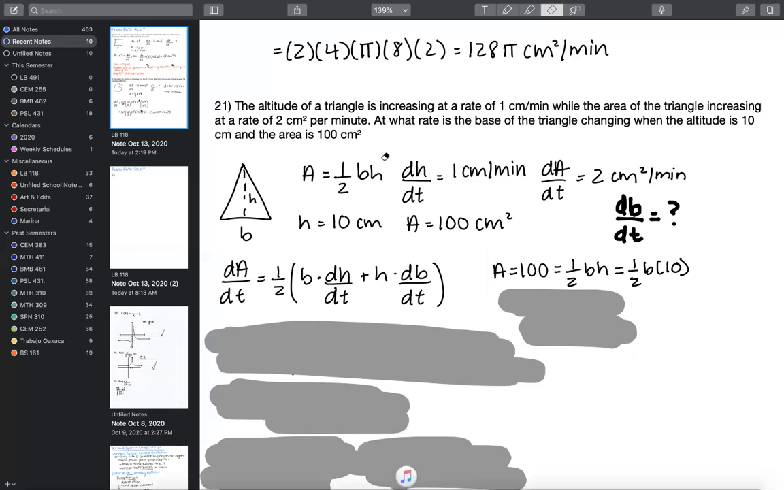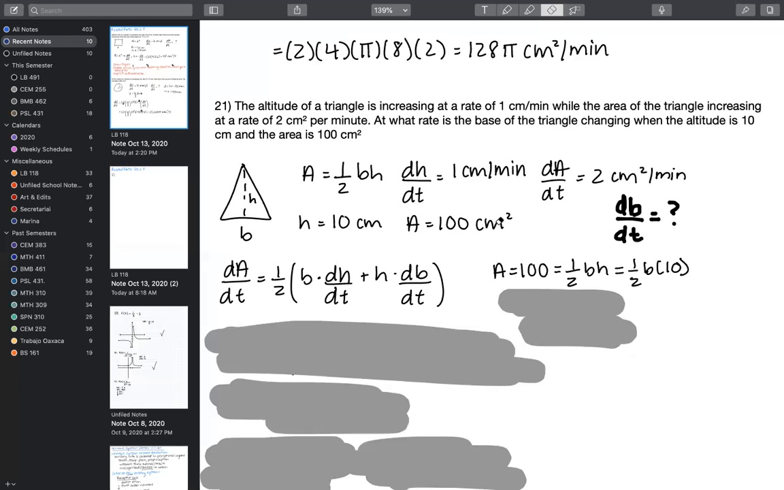So I have dA/dt that's given as 2 centimeters squared per minute. 1/2, it's constant, don't have to worry about it. I don't have the base. I do have dH/dt, 1 centimeter per minute. I do have h, 10 centimeters, and I'm looking for dB/dt. The issue lies in that there are two variables here that I don't have. I don't have b and I don't have dB/dt. So I've got to figure out a way to deduce b, because I'm not going to be deducing dB/dt. dB/dt is what I solve for, because that's the end goal. I've got to find a way to figure out what b is from the information that I'm already given.